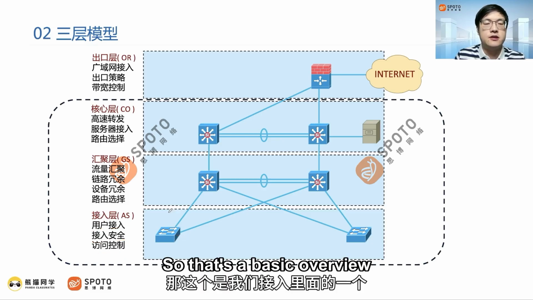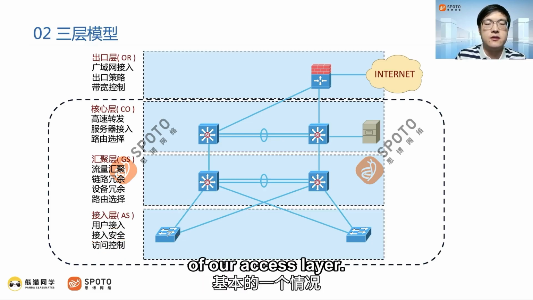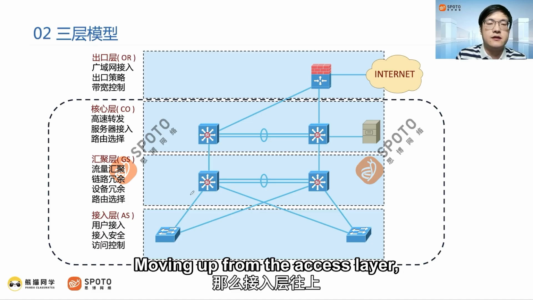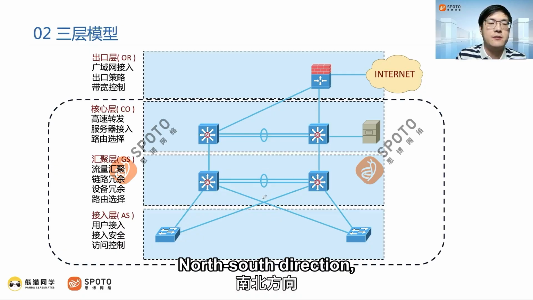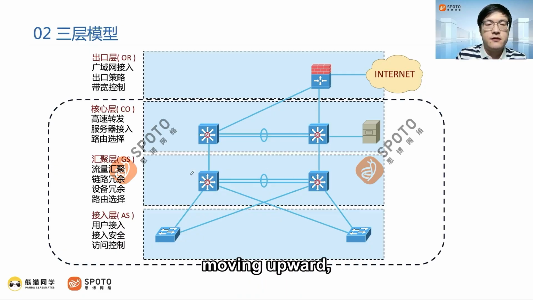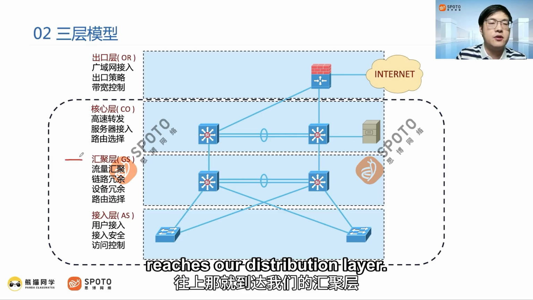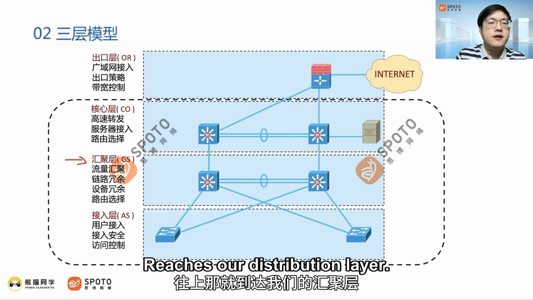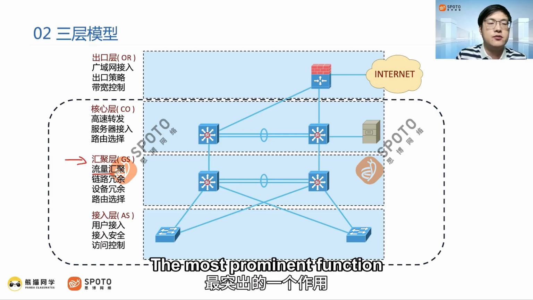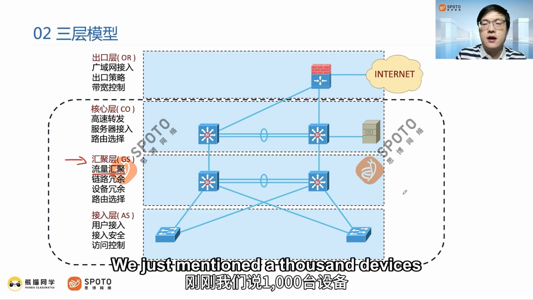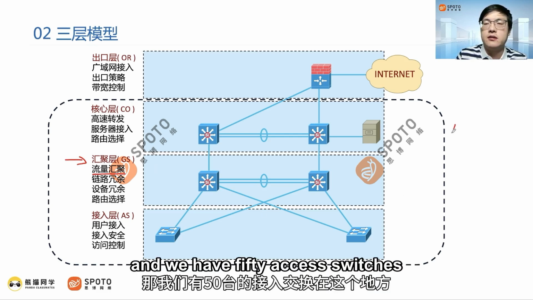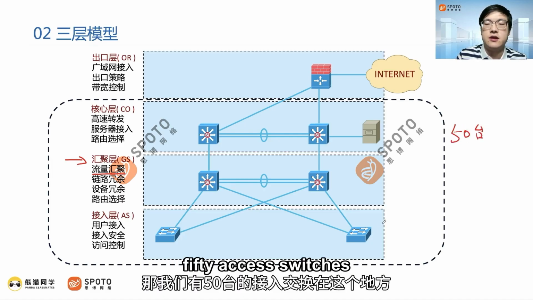So that's a basic overview of our access layer. Moving up from the access layer, this we call the north-south direction, right? North-south direction, moving upward, reaches our distribution layer. The main function of the distribution layer, the most prominent, is to aggregate traffic. We just mentioned 1,000 devices, and we have 50 access switches right here, right?